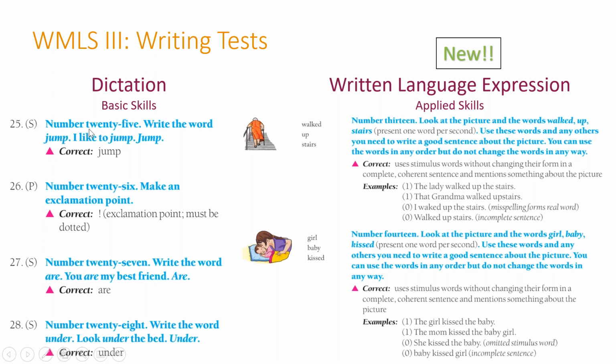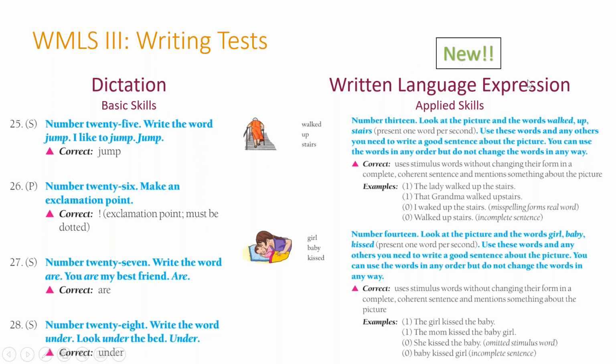So you're able to keep track and do an error analysis to see if the student's having more issues with spelling or punctuation or both. Some of the items are just like a dictated spelling test. Other items, like 26, say make an exclamation point. So they have to know what different punctuation marks are to get it correct. And so that's assessing the basic skills.